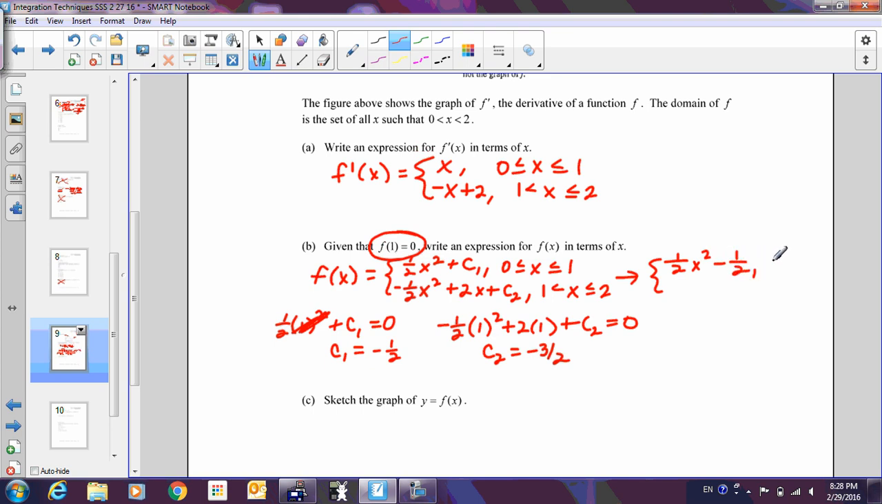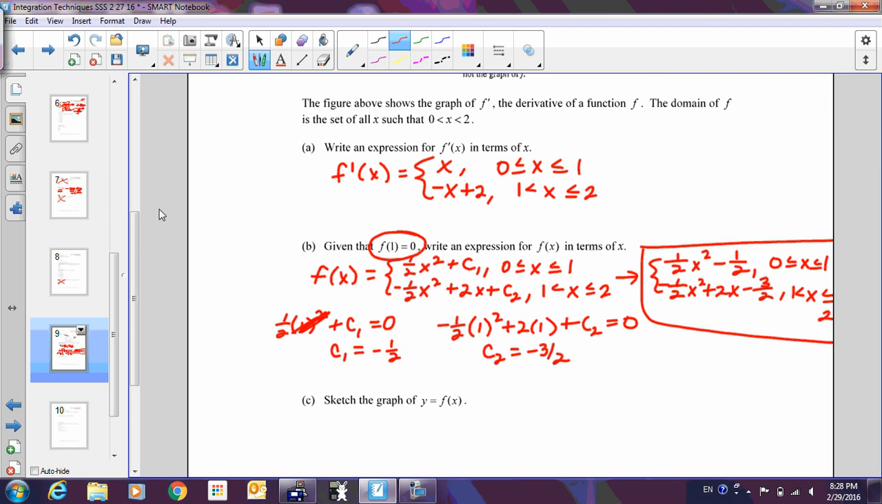Instead of plus c sub 1, I'm going to write minus 1/2. I'm just finding the c. The only difference is it's in a piecewise function. I'm going to have negative 1/2 x squared plus 2x. Again, instead of plus that c, I'm going to write minus 3/2. Kind of getting tight here, but we'll squeeze it in. There should be a 2 there. All right, so there you go.